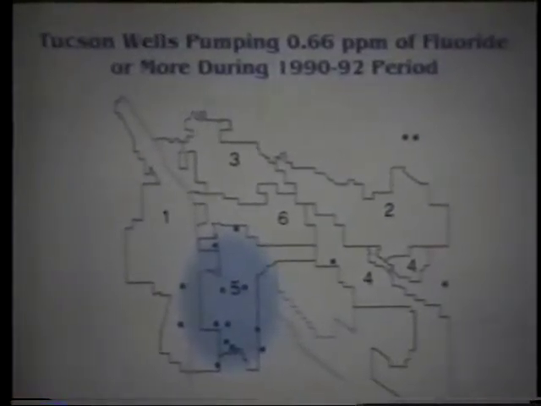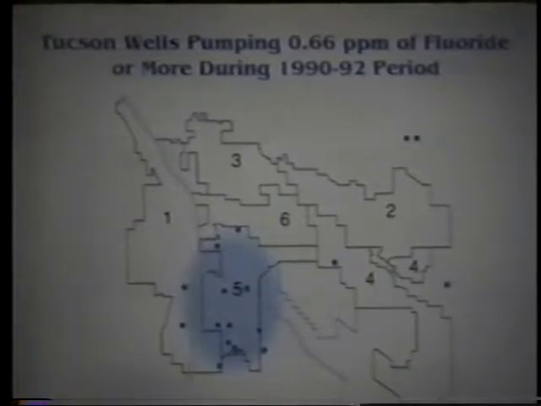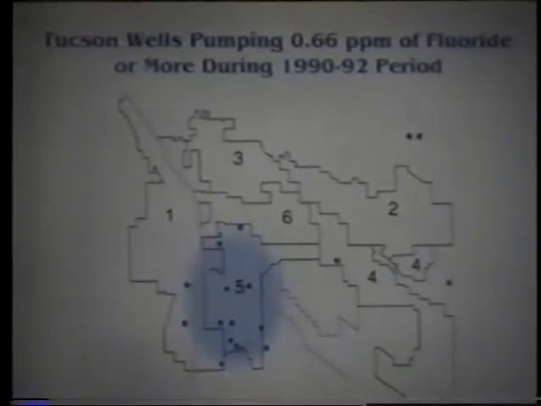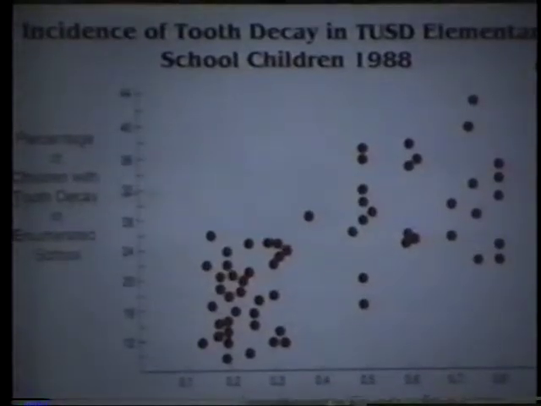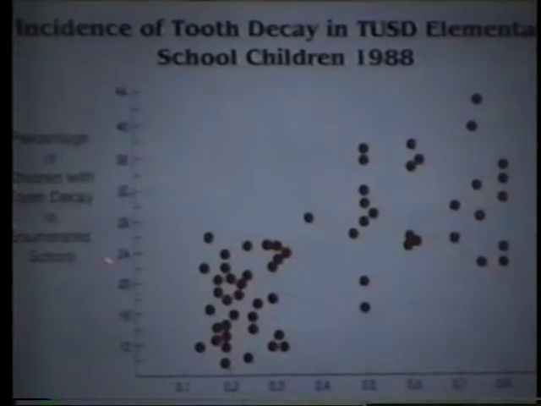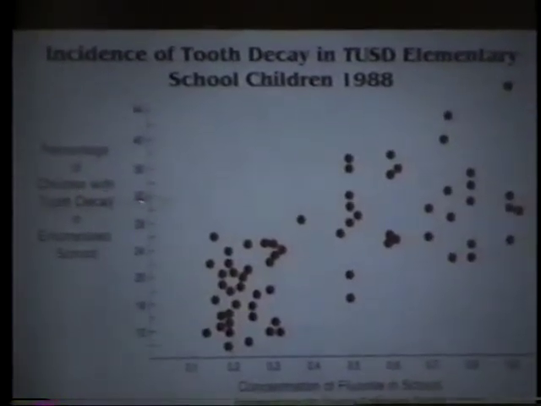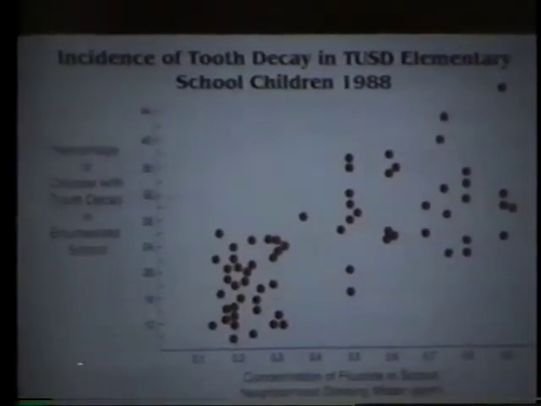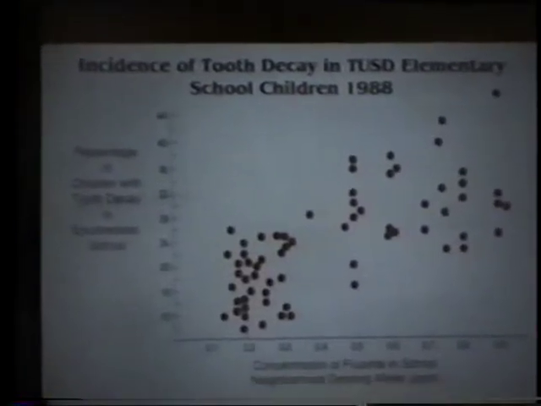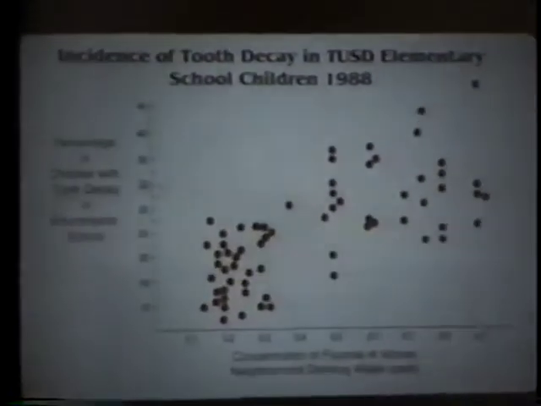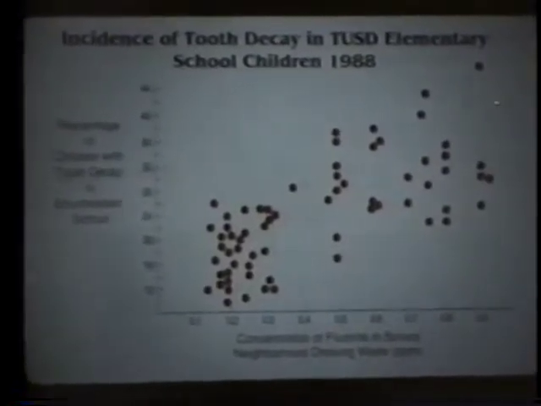So we said, well, why don't we just essentially plot the levels of fluoride against tooth decay. And we did. And you notice that here is the percentage of children with tooth decay in the schools, and here is the amount of fluoride in their drinking water. And you notice as they drink more fluoride, you get more decay.